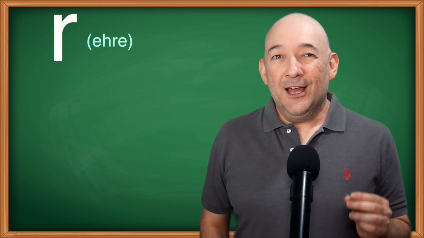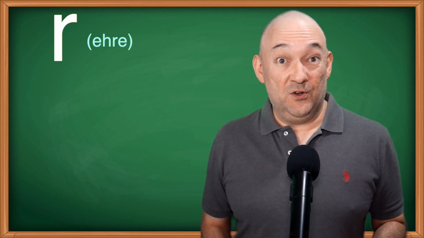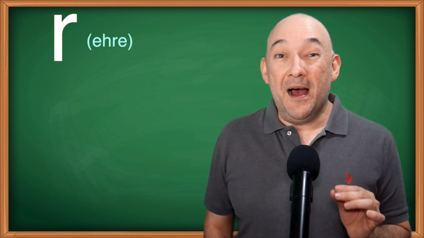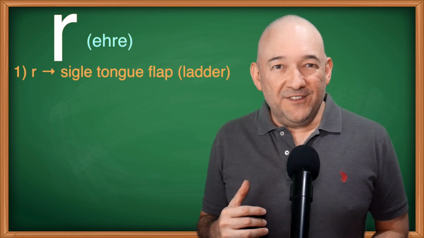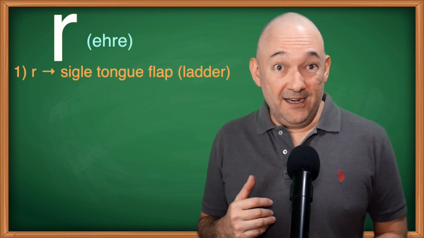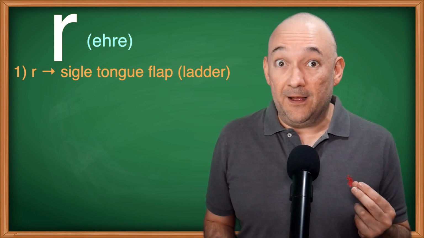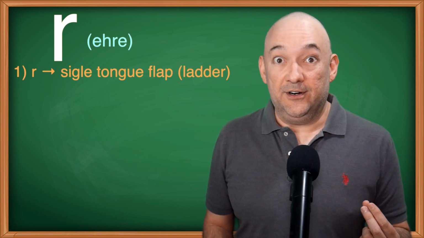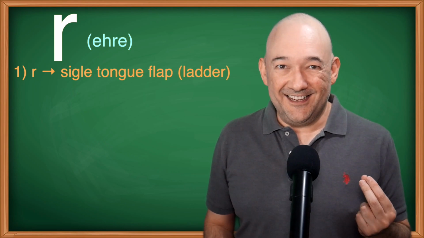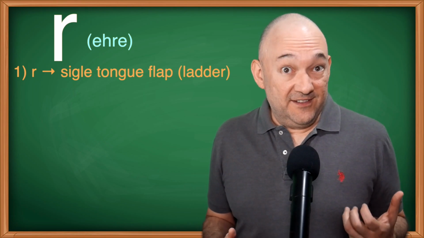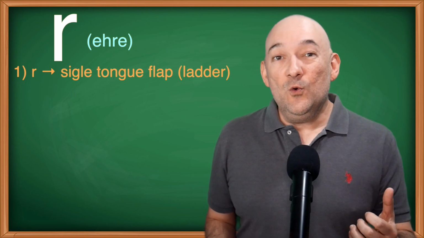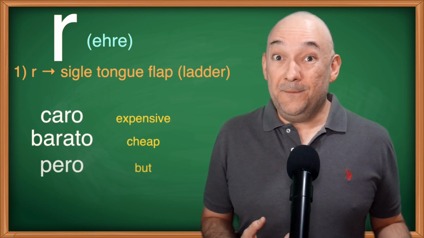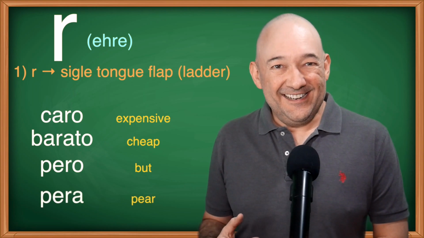Ere. To understand the pronunciation of the consonant ere in Spanish, you must keep in mind three things. Most of the time, you must pronounce the ere in Spanish with a single tongue flap, like the double D in the word ladder. Ladder. R. That's the sound. You can experience this sound in Spanish in words like caro, barato, pero, pera.